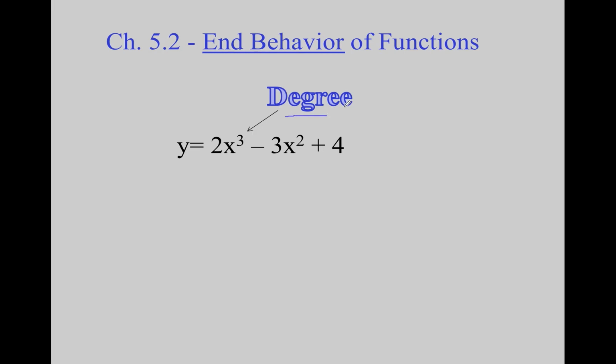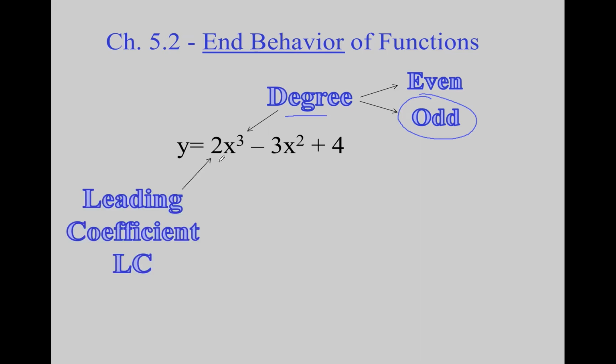When you have the degree of the function, you have two choices. You can either have an even or an odd degree. Since this is a 3, this is an odd degree function. All right, second thing is you take the number that's with the exponent, this term, and that's going to give us our leading coefficient. Again, you're going to have two choices, either positive or negative. So in this case, it's a 2, so it's a positive leading coefficient.